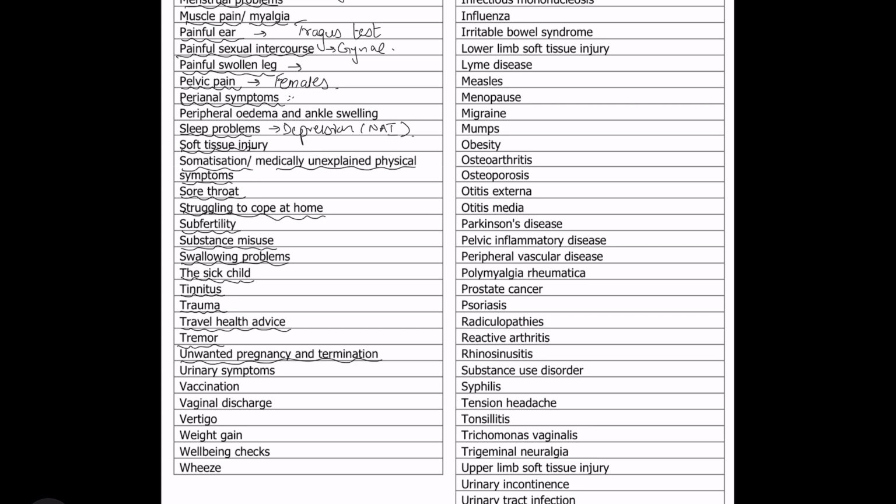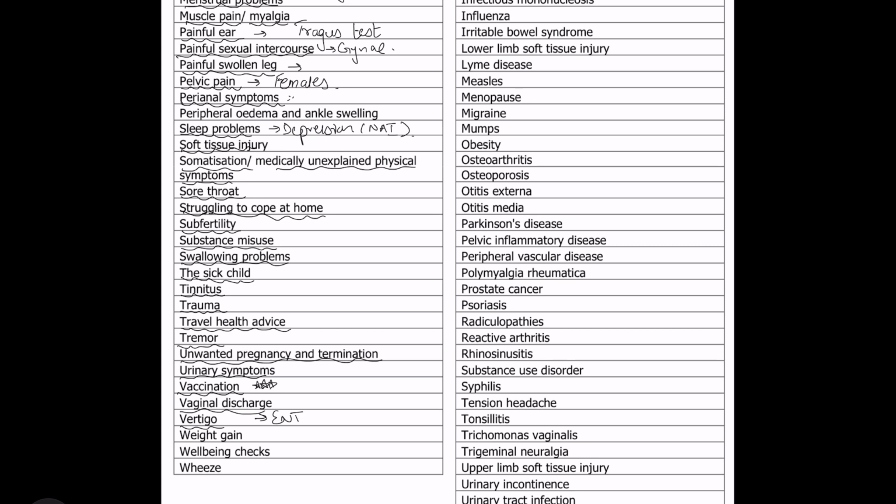Unwanted pregnancy and termination, this usually comes in the form of a girl under 18 who is pregnant and wants an abortion, and you have to counsel the patient regarding different methods. Urinary symptoms, we have discussed it. Vaccinations, this is very important in the pediatric section, we have discussed it. Vaginal discharge, we have talked about it.